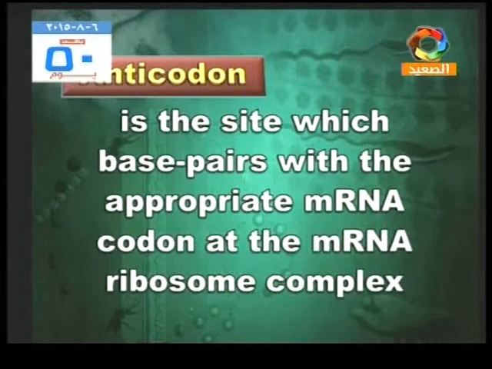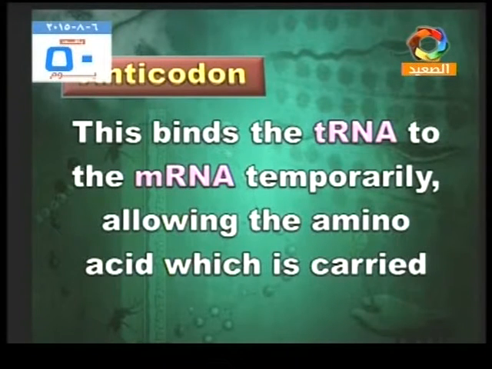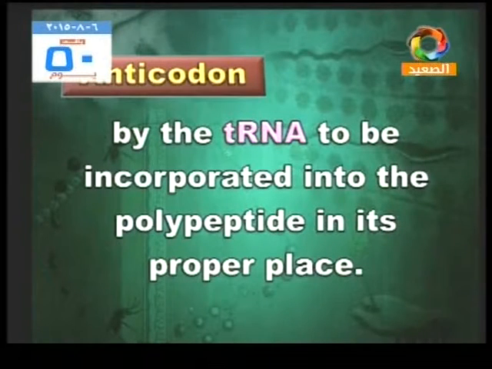Anticodon. What is meant by anticodon? The anticodon is the site which base pairs with the appropriate messenger RNA codon at the messenger RNA ribosome complex. This binds the tRNA to the mRNA temporarily, allowing the amino acid which is carried by the tRNA to be incorporated into the polypeptide in its proper place.